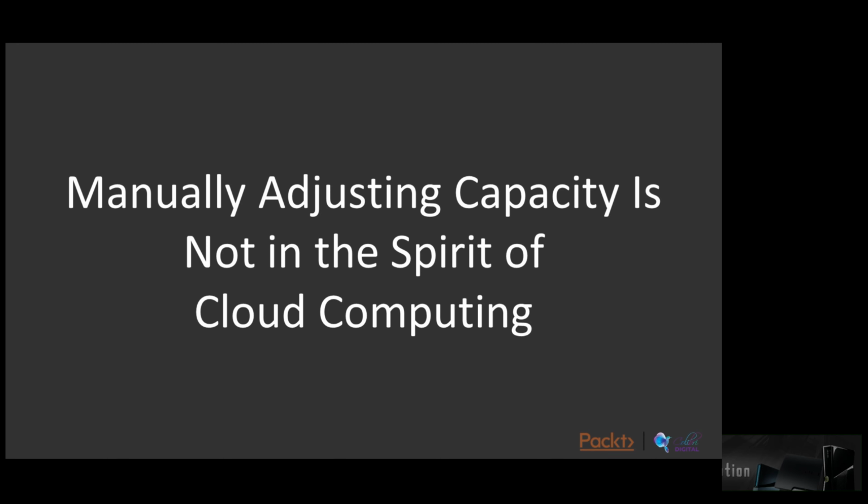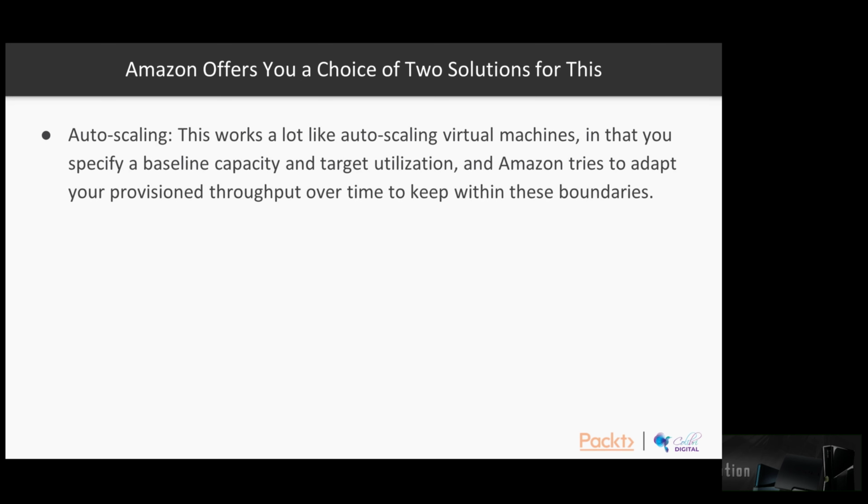Now, of course, we could do this manually, but this is cloud computing. Manually adjusting capacity and manually scaling isn't in the spirit of cloud computing, so that's not really something that we want to do. Now, fortunately, Amazon have thought about this for us, and Amazon offers us a choice of two solutions for this. One is called auto-scaling, and another is called on-demand consumption.